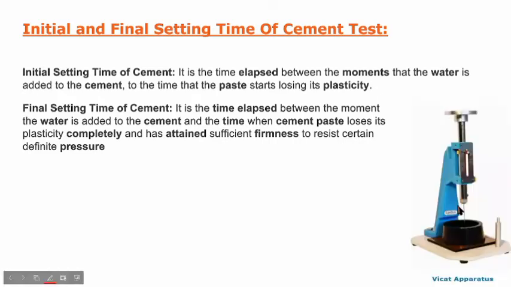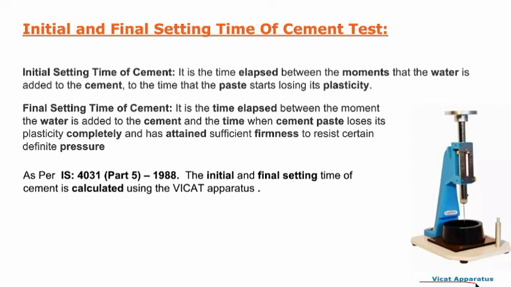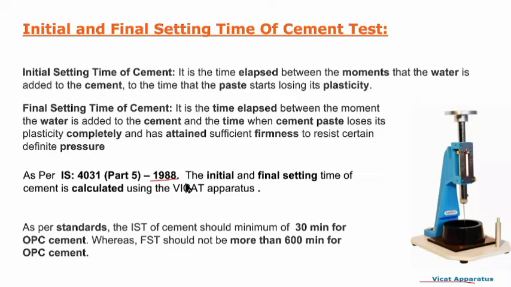The apparatus that is used is the Vicat apparatus. And the IS code that is used is IS 4031 1988. As per standard, the initial setting time of cement should be a minimum of 30 minutes for OPC, and the final setting time should be 600 minutes or 10 hours.